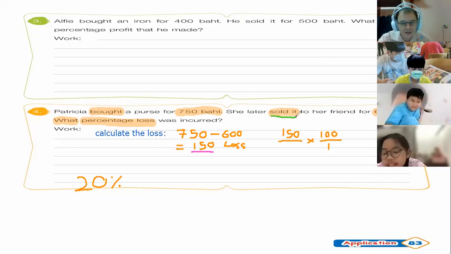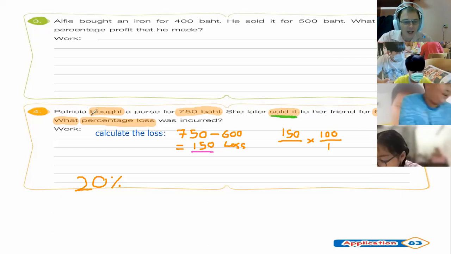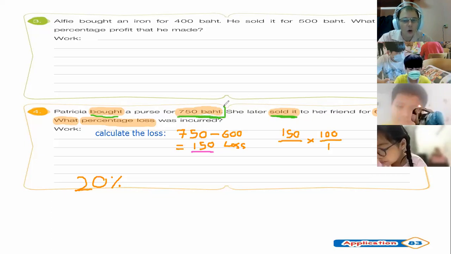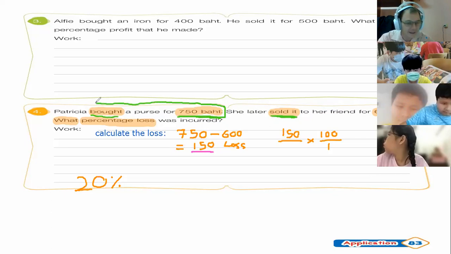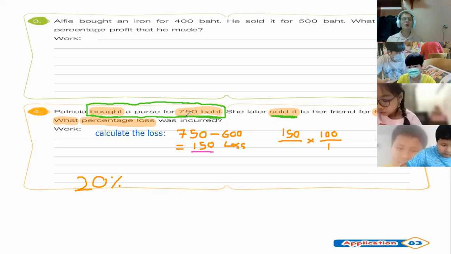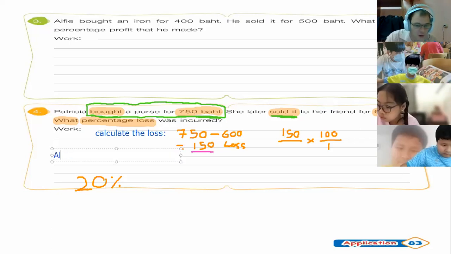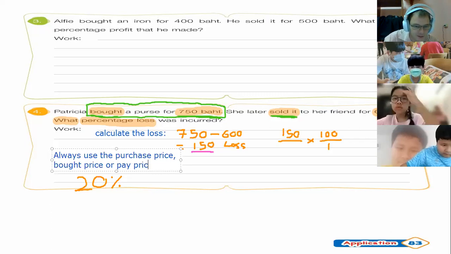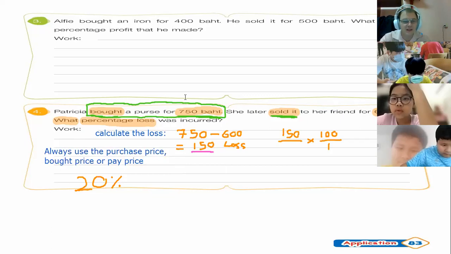When we sell, that's the money that we get. But when we buy, that's the money we spend. So we always want to calculate our profit or loss on the money we spend. So here we spend money. So if we calculate a profit or loss percentage, we have to use the money we spend. Always use the purchase price or bought price or pay price. Always if you have that, always use that. So it's going to be 150 over 750.